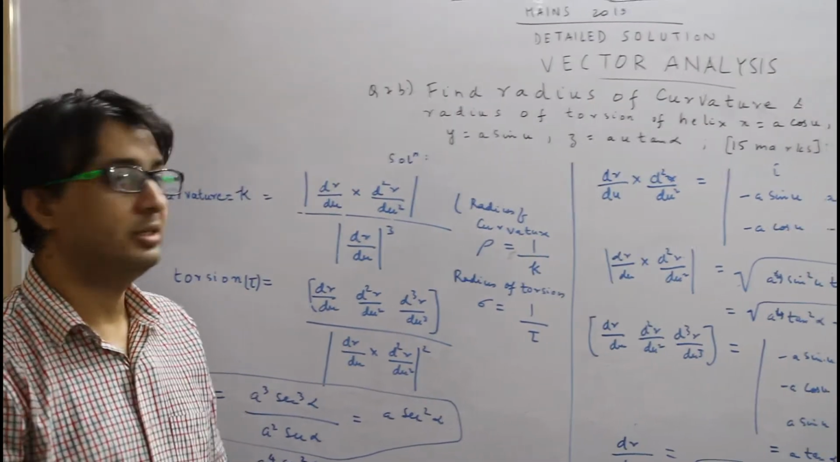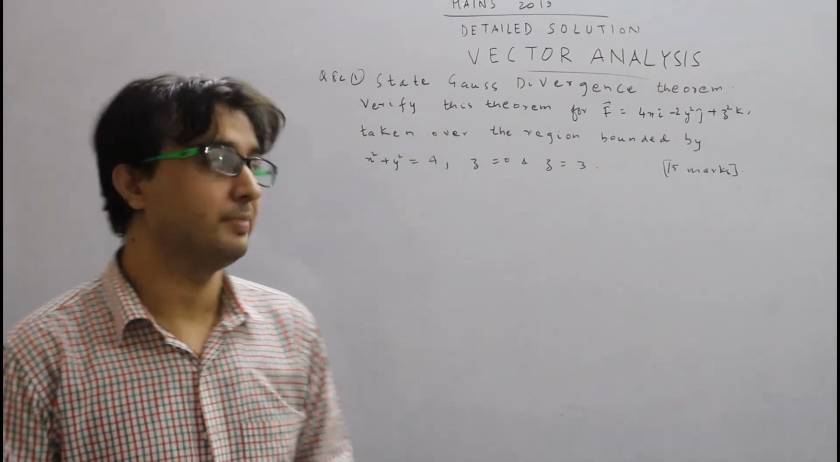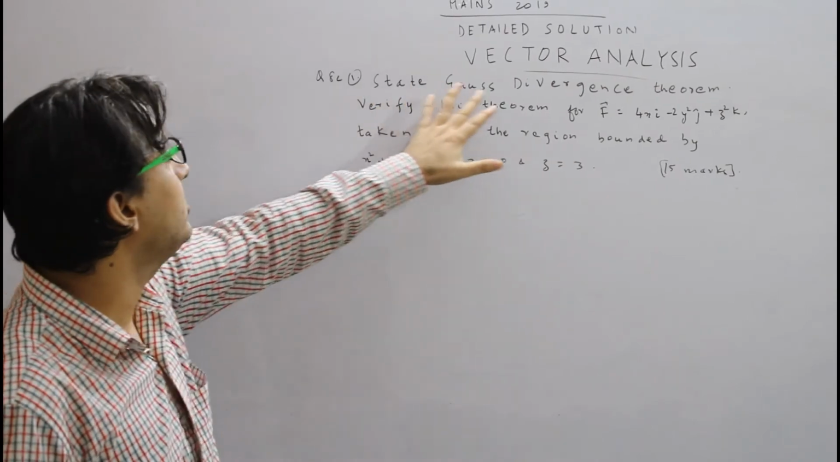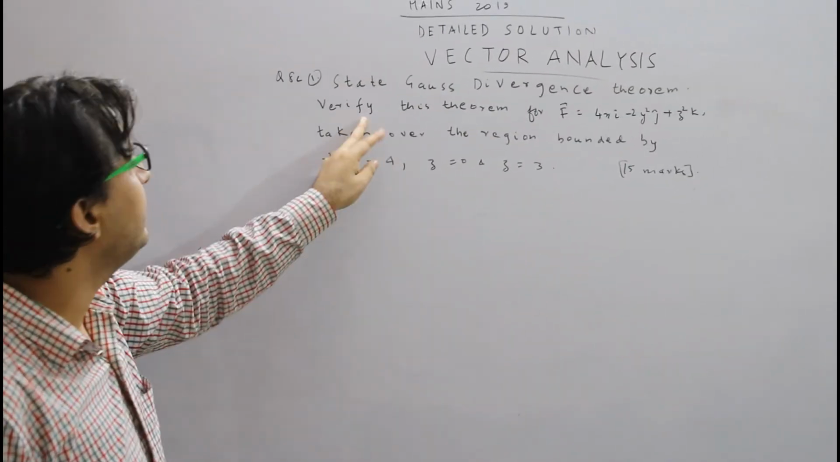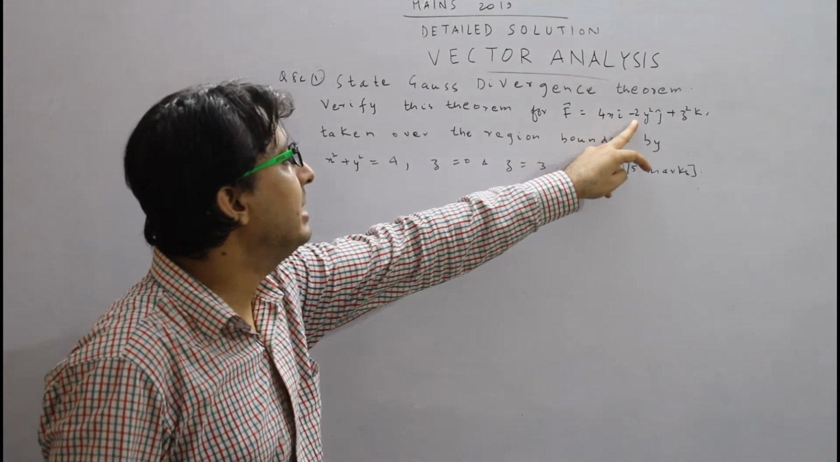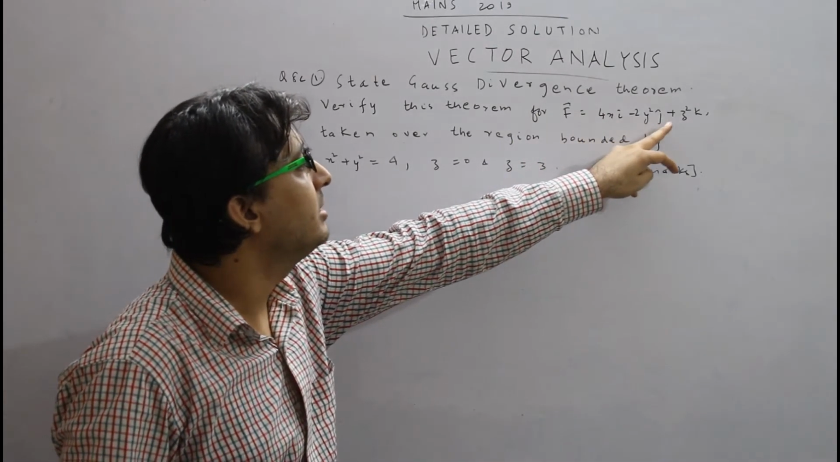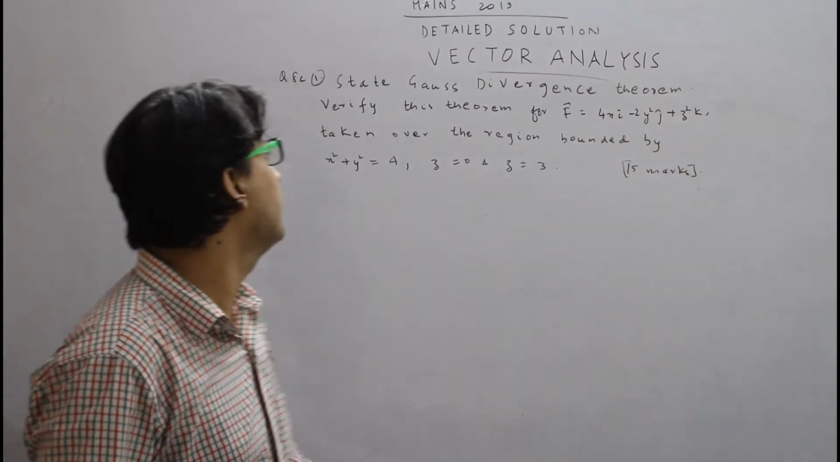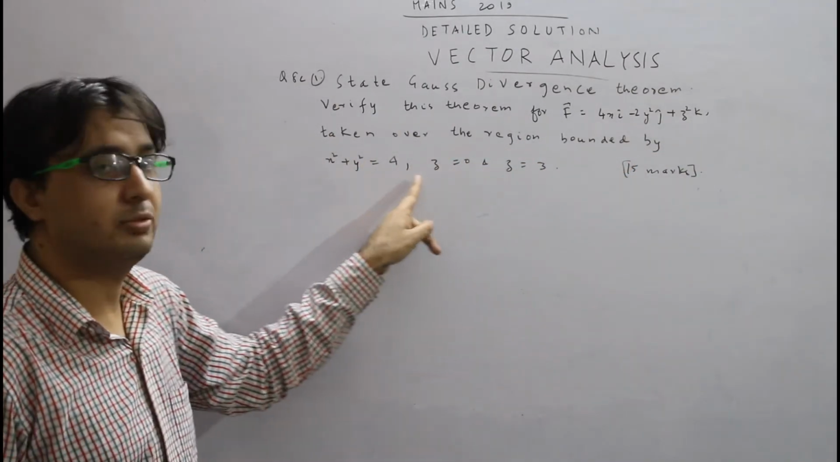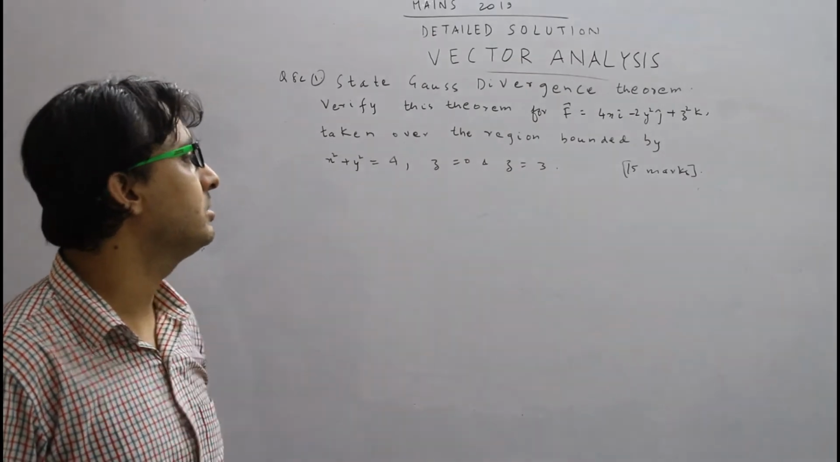Now I'm going to take the next question. Question number 8c says: state Gauss divergence theorem and verify this theorem for F equal to 4x i minus 2y square j plus z square k, taken over the region bounded by x square plus y square equal to 4, z equal to 0 and z equal to 3.